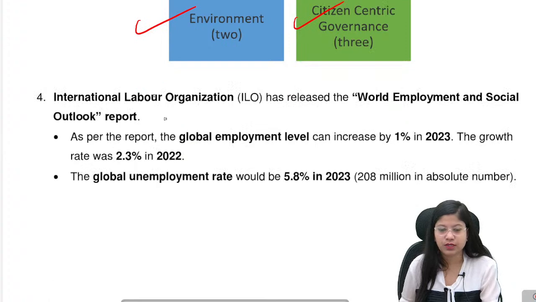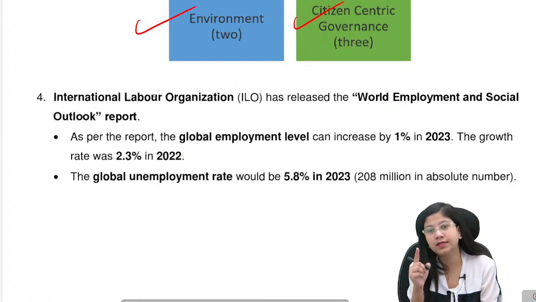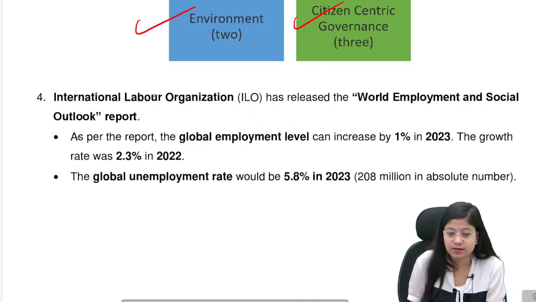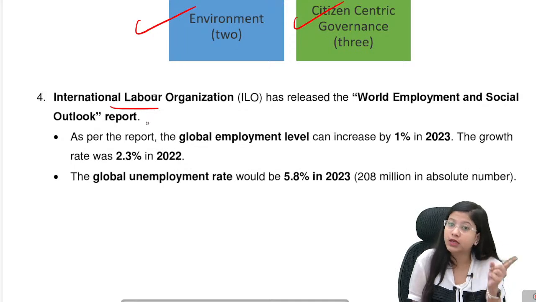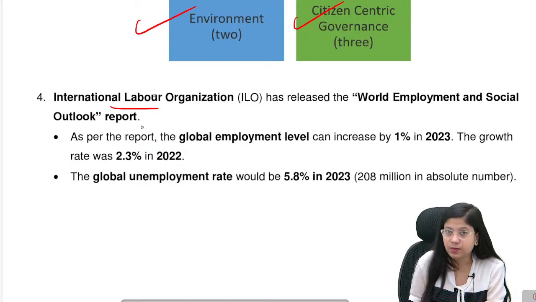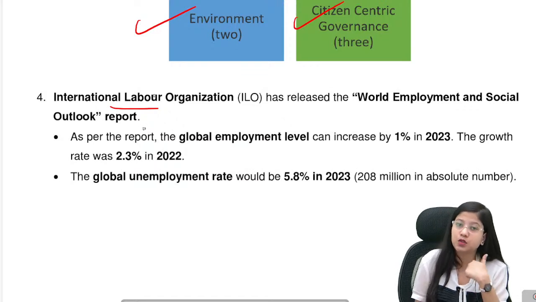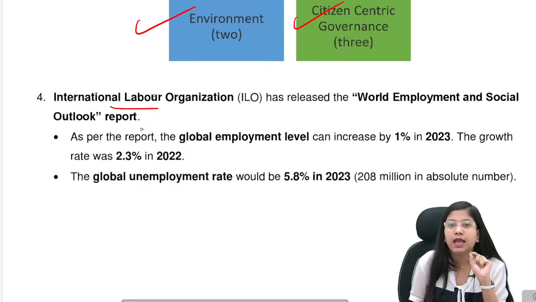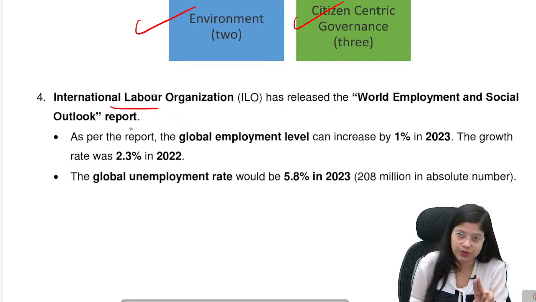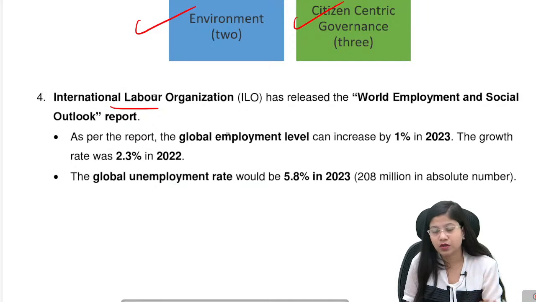Now let's move on to the next report. One more thing, guys: all the international organizations which are involved in releasing reports like this, like the International Labour Organization, the World Economic Forum, I am leaving all these organizations. I'm not discussing them here because I'm assuming that you have prepared the international and regional organizations from the static GK documents. So please, if you haven't done that, do this after the session. This is your responsibility.